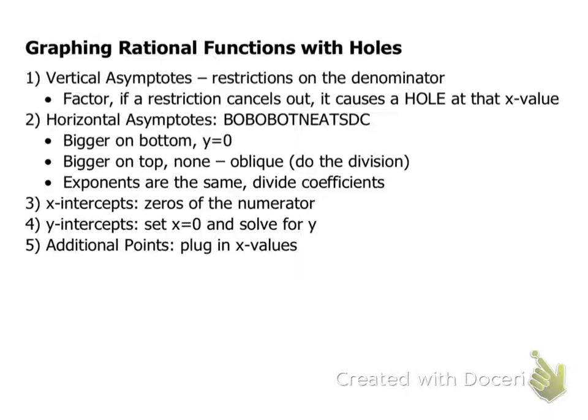After we find any holes and the vertical asymptote, we look at horizontal asymptotes. I have this mnemonic device here, Bobo Botan Eats DC. If you haven't watched my video on asymptotes or graphing rational functions, you might want to do that. Next, we find X-intercepts, which are zeros of the numerator, Y-intercepts, which occur when X is 0, and solve for Y, and then plug in a few additional points. Let's try one.